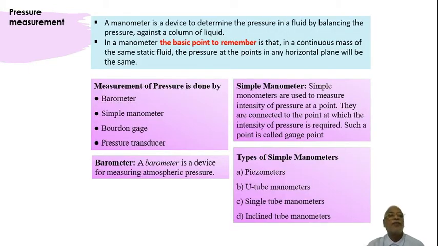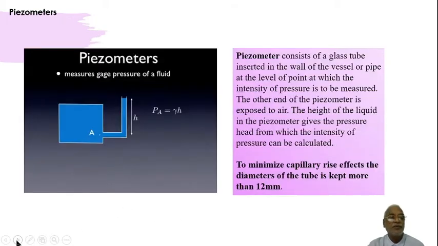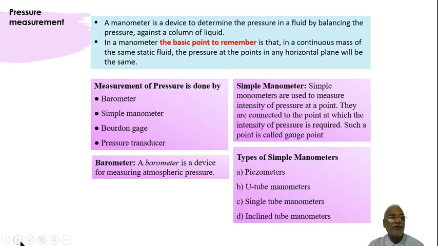Okay, a manometer is a device to determine the pressure in a fluid by balancing the pressure against a column of liquid. So it is a device to determine the pressure, first of all, in a fluid by balancing the pressure against a column of liquid. So this is how it is done. That is what a manometer is.